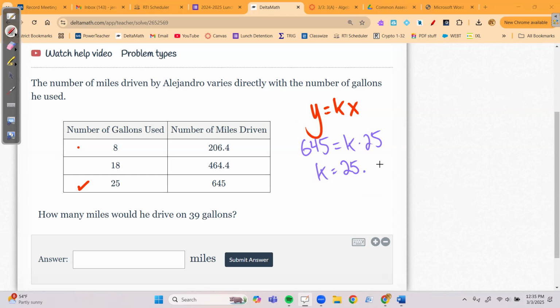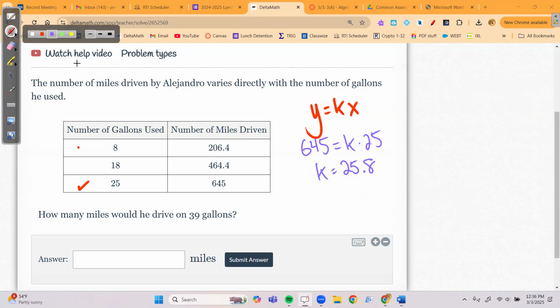What does that number mean in this context? What does that number represent in this word problem? Miles per gallon, right? You've been understanding that since you were quite young. So miles per gallon is just distance divided by, what would that be? Anyhow, that's my K value.